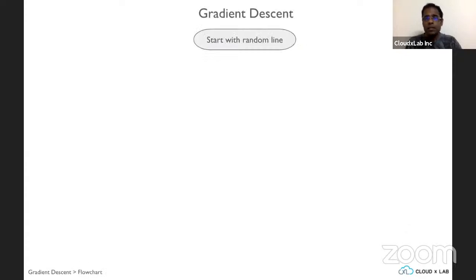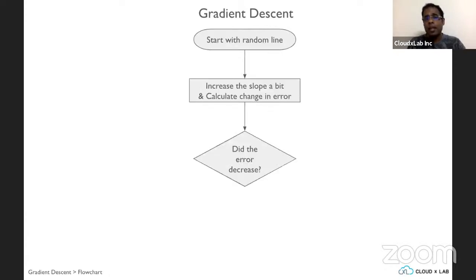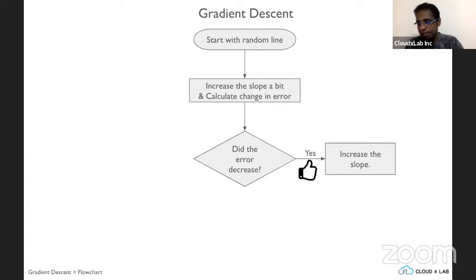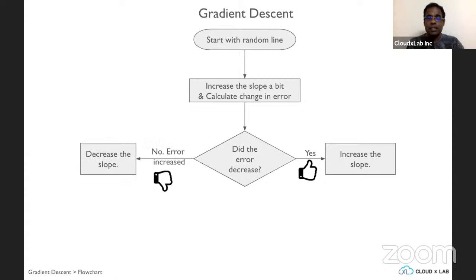So how does gradient descent work? If you want to put that into a flow chart, how would it look? You would start with a random line, increase the slope a little bit, and calculate the change in error. Then you ask, did the error decrease? If the error has decreased, then increase the slope. The error decreased every time I increased the slope, so let us just keep increasing the slope. But if the error is increasing, let us decrease the slope. That is how this works.